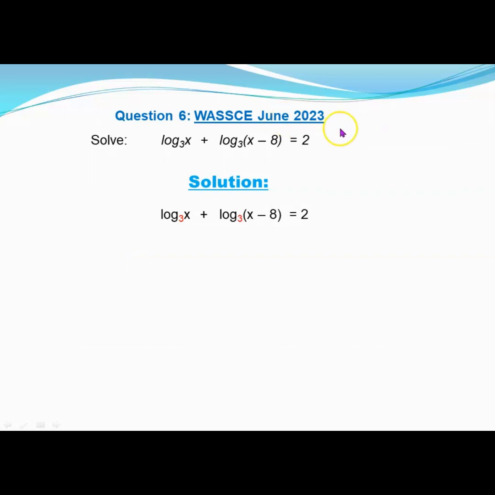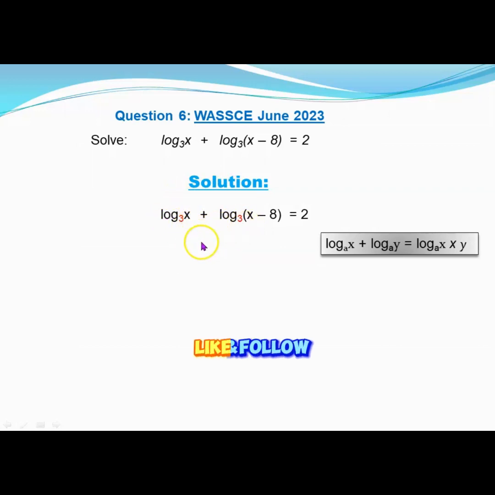This is the question: log to base 3 of x plus log to base 3 of x minus 8 equal to 2. Now, this needs to come to your mind: if you have log to base a of x plus log to base a of y, that equals log to base a of x multiplied by y. This is the law that you need to apply here first, right? Since the two logs are in the same base, you apply this property here.